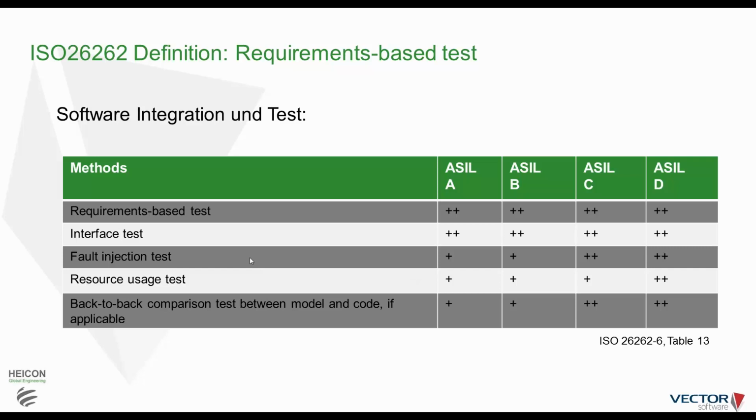In software integration testing, you have again requirements-based testing and fault injection testing. The difference is here for ASIL-C, where you have highly recommended. You had it as recommended in the unit testing before. So for ASIL-C and ASIL-D, you should do both requirements-based testing and fault injection testing.